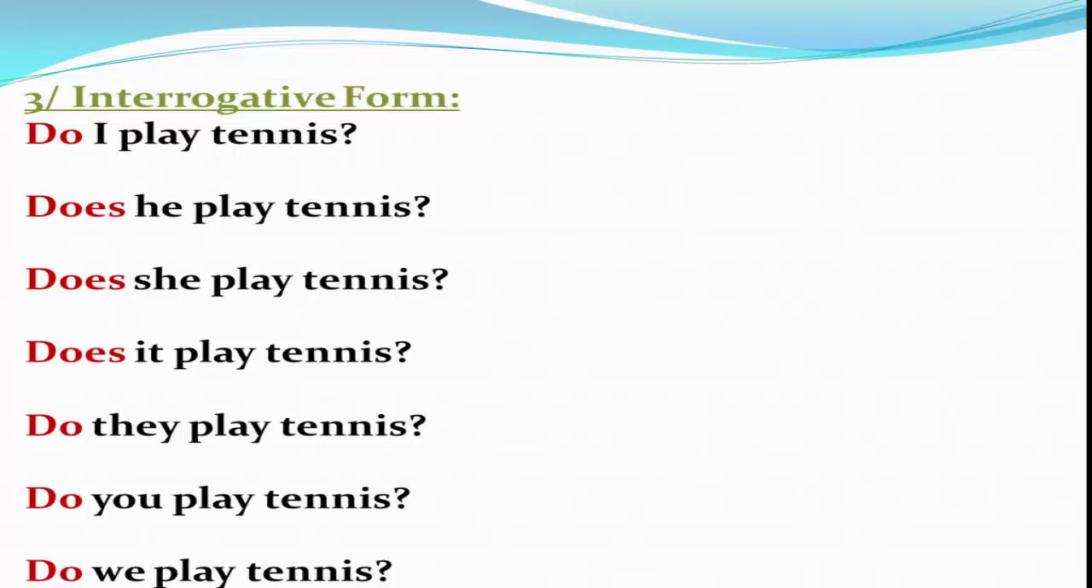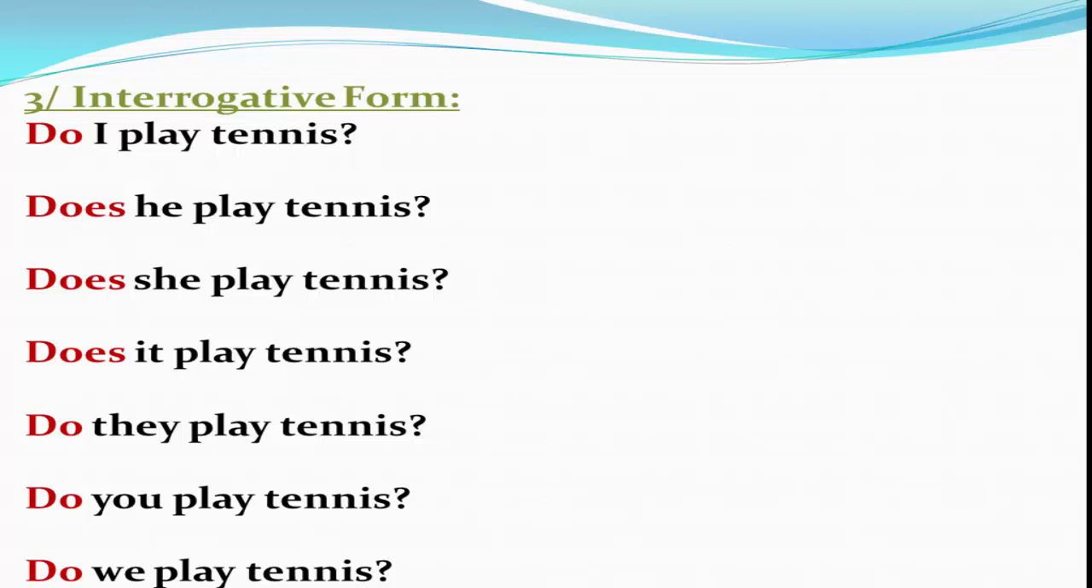So, do I play tennis? With he, she, it, of course, as we said before, do becomes does. So I start the sentence with does. Does he play tennis? Does she play tennis? Does it play tennis? Without the pronouns, I don't, of course, add an S. It becomes: do they play tennis? Do you play tennis? Do we play tennis? I hope it's clear right now.